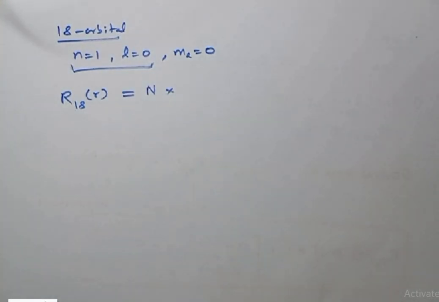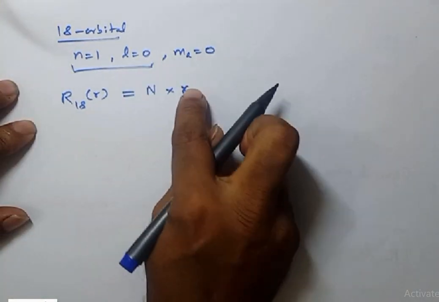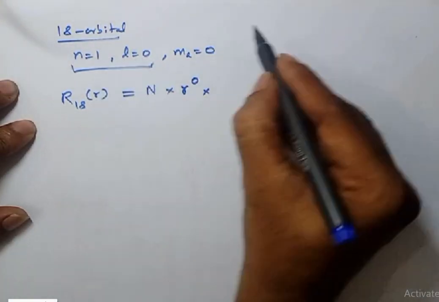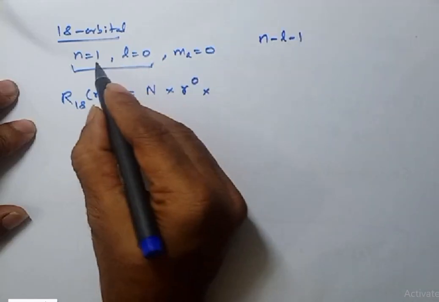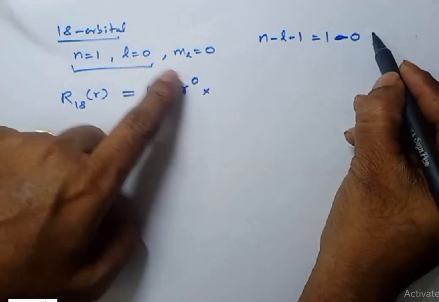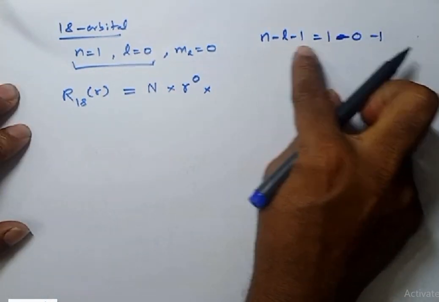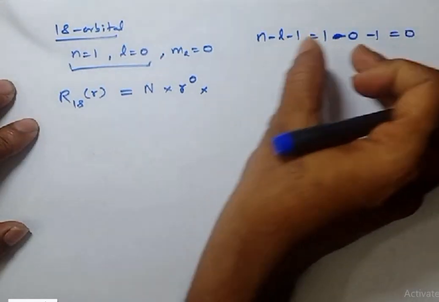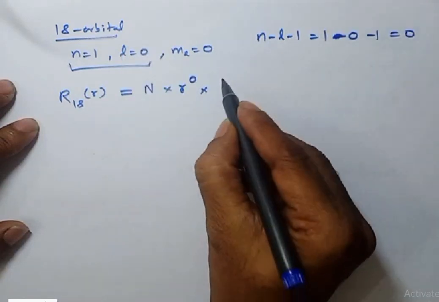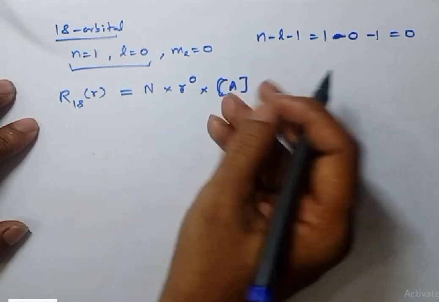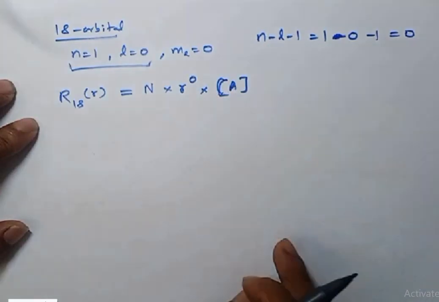Observe carefully how I am writing. This is the procedure you should follow. Then r to the power L value, and L value is 0. Then what is n minus L minus 1? N value is 1, minus L value 0, then minus 1. As per this formula, 1 minus 1 is 0. So n minus L minus 1 being 0 means a polynomial of degree 0, which means there should be only one constant a. The polynomial should contain only one constant because the degree is 0.